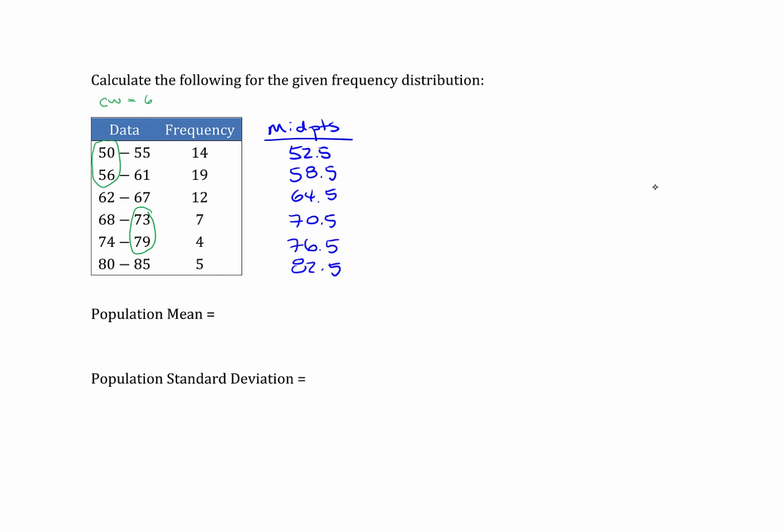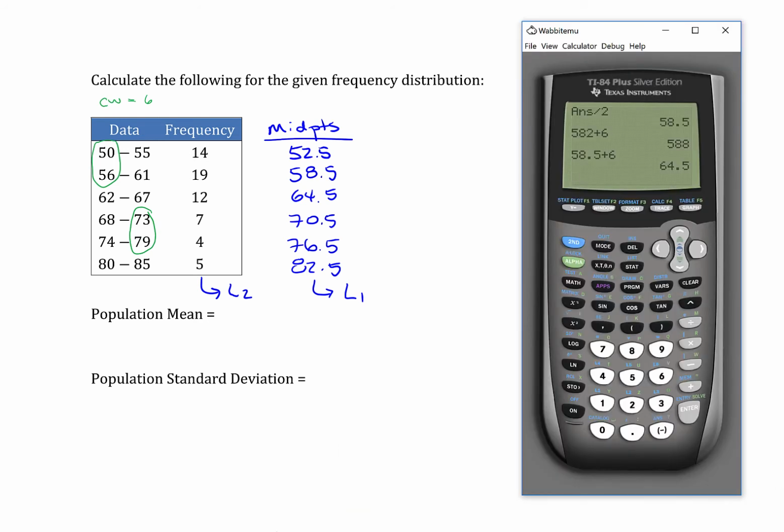Now, when we do the frequency distribution, mean and standard deviation, we're going to use weighted statistics. We will put our midpoints into L1 in the calculator and the frequencies into L2. And that's just going to be a standard here for these frequency distributions. So I'm going to go into the list editor. If I press Stat and slide over to Calc, the very first item here is 1-Var Stats.